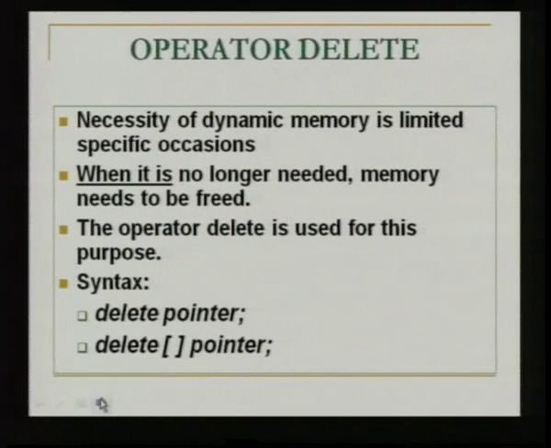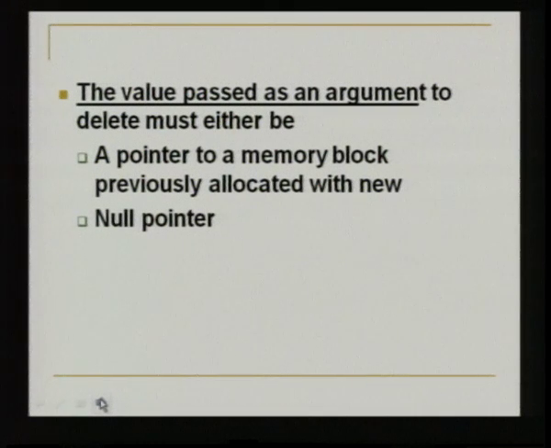Next we move over to the delete operator. As I have already mentioned, dynamic memory is very much limited, so it has to be efficiently used. When it is no longer needed, the memory needs to be freed, and to free the memory we use the delete operator. The syntax is very simple: delete pointer, if it is just one pointer variable, and if it is an array, we have to use square brackets to represent the array. Now, the value which is passed is an argument to delete. When you say delete, you should tell which memory or which pointer has to be deleted. The example programs that we are seeing have only one or two pointer variables, so we just give delete and the pointer variable name.